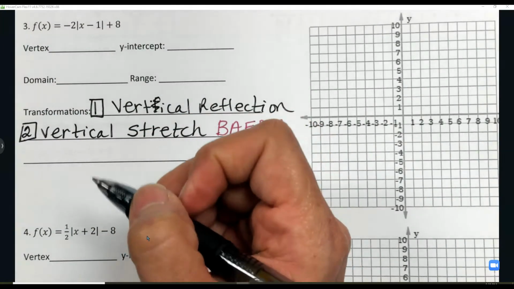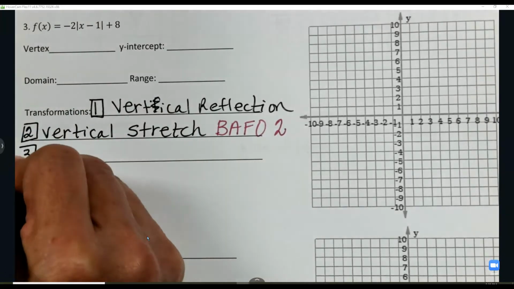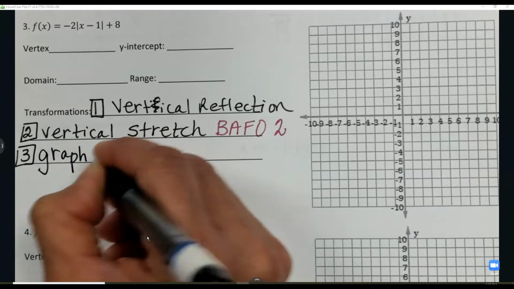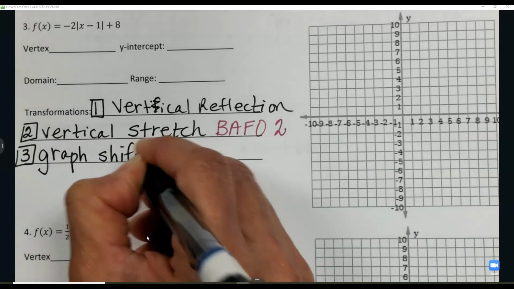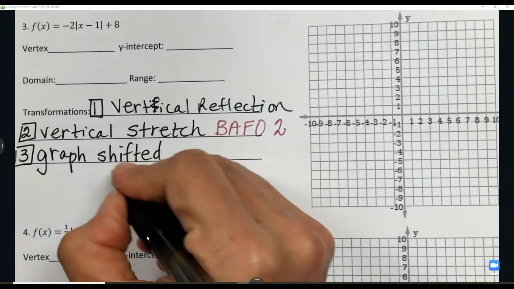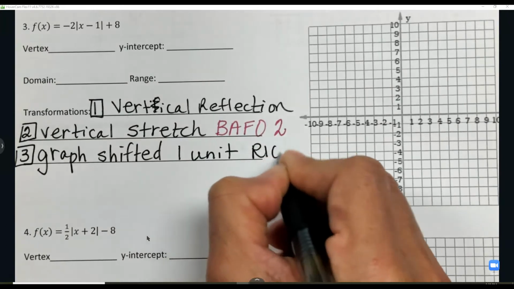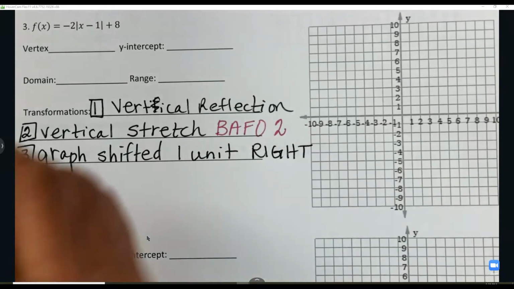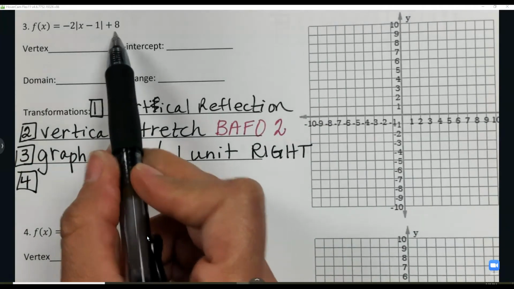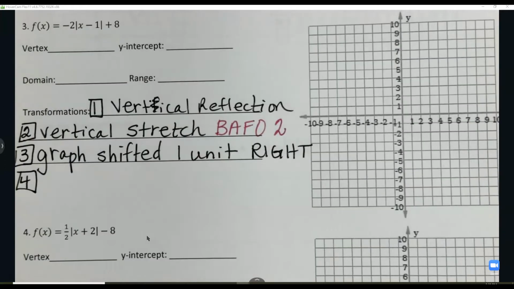The next thing that we're going to talk about is the H value. So we know that this graph has been shifted one place to the right. So the graph shifted 1 unit right, because it's always opposite inside parentheses. The next thing we're going to talk about is that +8. And that +8 has been shifted 8 units above the origin, 8 units up.